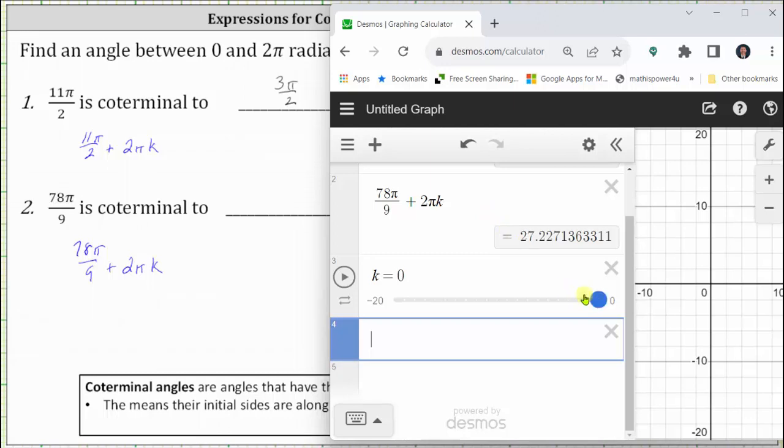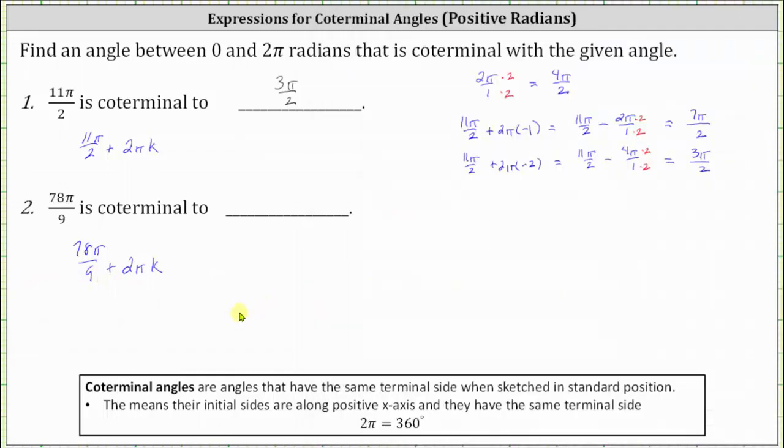Notice when k is equal to 0, we have the decimal approximation for the given angle of 78 pi divided by 9. And I'm moving the slider to the left. Again, we're looking for an angle between 0 and approximately 6.28 radians. And we found the angle when k is equal to negative 4. So this is a decimal approximation of the coterminal angle, but we want the exact coterminal angle. So now we'll perform the calculation when k is equal to negative 4.